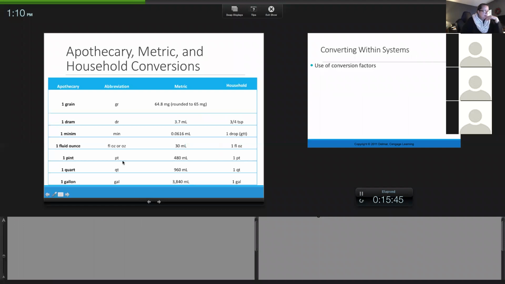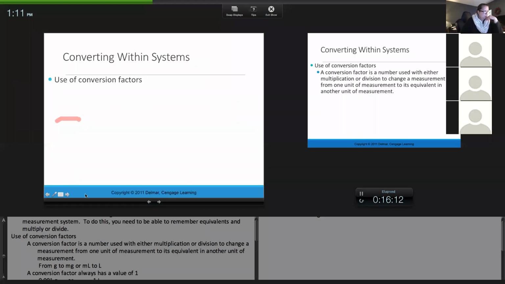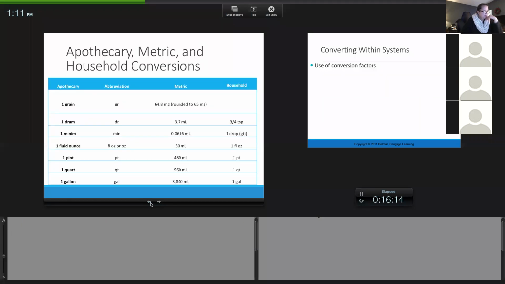The main ones on here that I want you to know are grain, dram, ounce, pint, quart, gallon. So I guess not really, the minimum is not as important. Probably not even dram. I don't know why it keeps, whoa, writing on the screen.